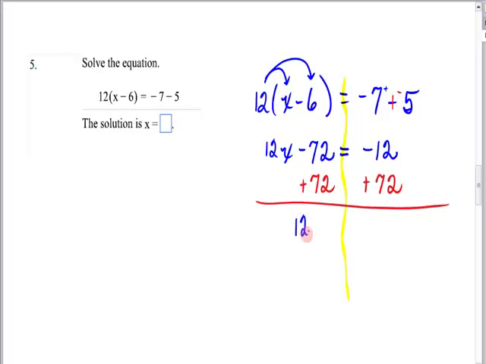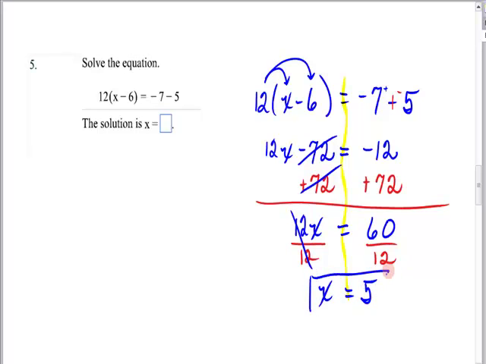Bring down the 12x. Those are gone. Equal sign, negative 12 and positive 72 gives you 60 because you're going to subtract and keep the sign of the big one. 12 is the coefficient of the variable, so I'm going to divide by 12, divide by 12. Those divide out, and I get x is 5.